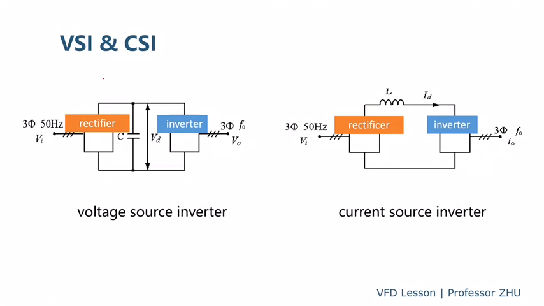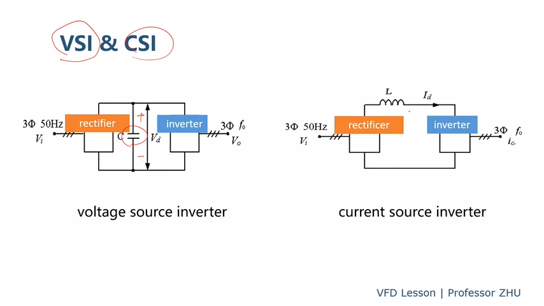So we have two types of inverter. One is the VSI, voltage source inverter, and the other the CSI, current source inverter. For the VSI, the capacitor is used on the DC side. Because we use a capacitor on the DC side, the voltage on the DC will be almost constant. So the inverter looks like a voltage source, so we call it the VSI.